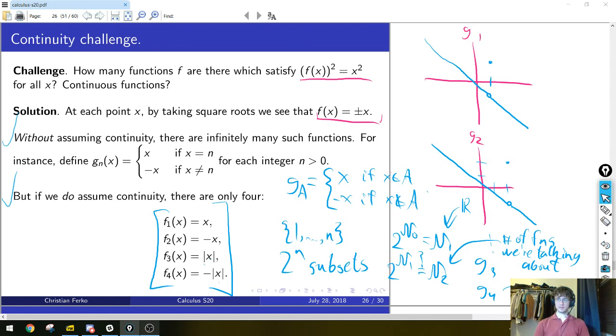But hopefully this emphasizes that even though there's infinitely many functions in the first category, most of them are completely uninterpretable to humans, and you could never write them down, because they would just be plus x on some random subset of real numbers and minus x on the complement.